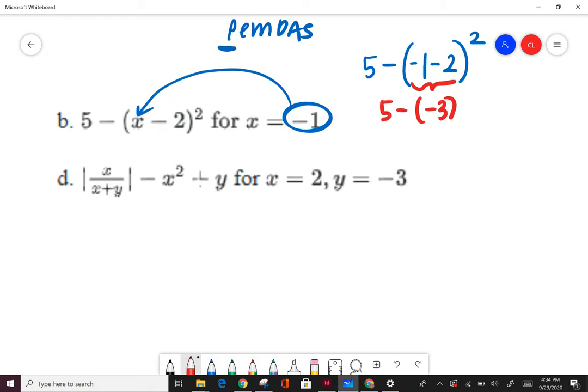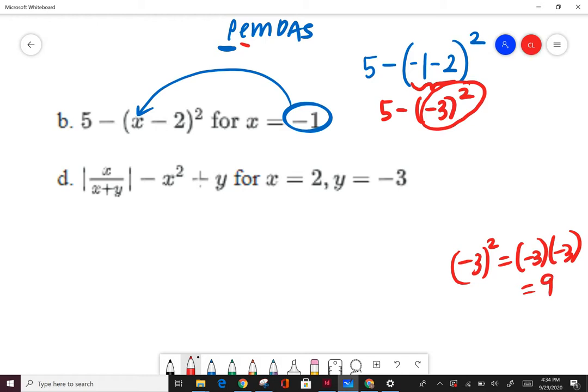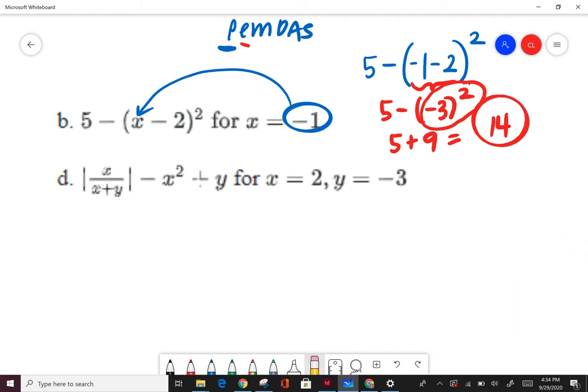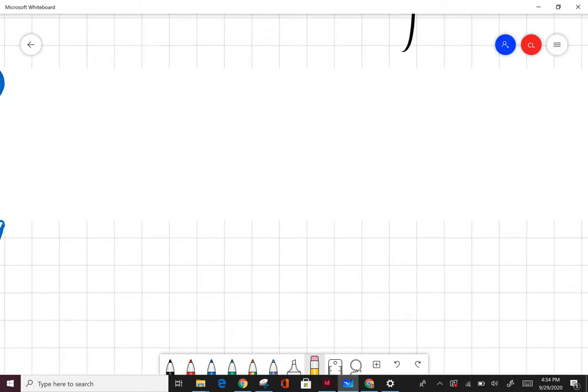So I'm going to copy the rest down. The next thing we have to do is exponents. Here's our exponent. -3 squared means -3 times -3, which gives us a +9. So I'm going to write 5 plus 9, and that gives us 14. We have 2 left, C and D.